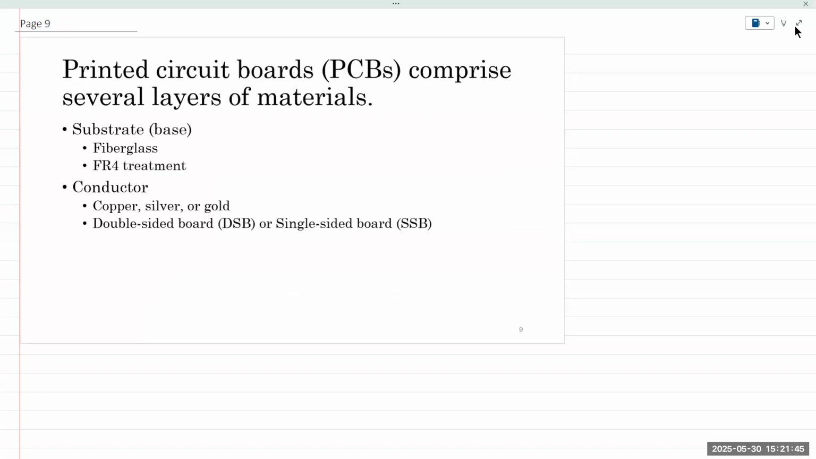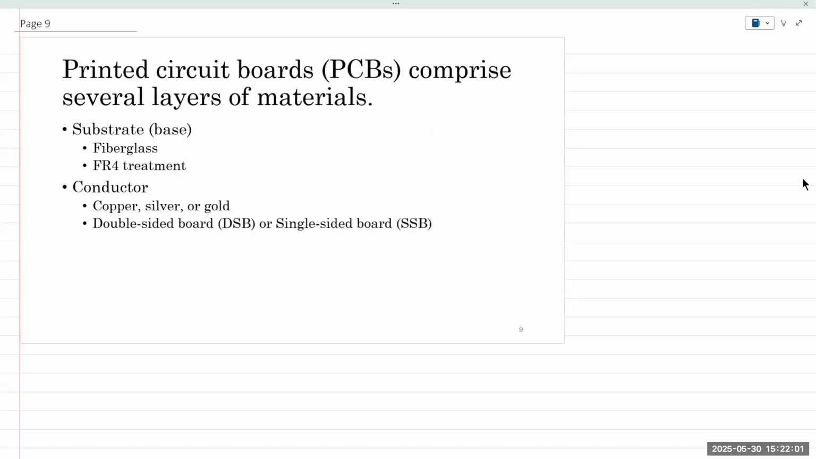PCB fabrication. You've all worked through it, right? You've created your PCBs. Hopefully they worked. There are some issues, but it's part of the learning process. That's why we are here to learn.